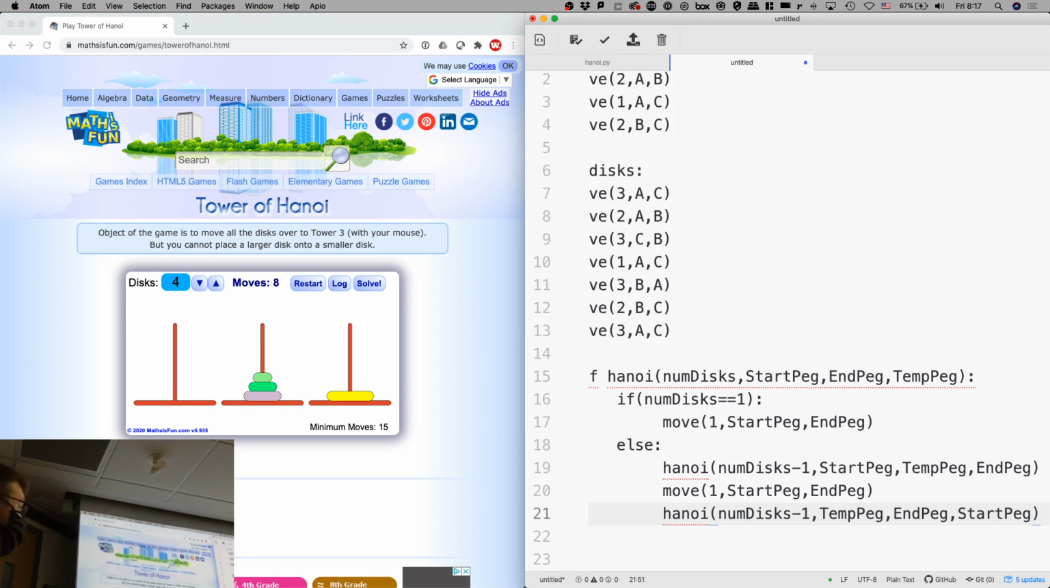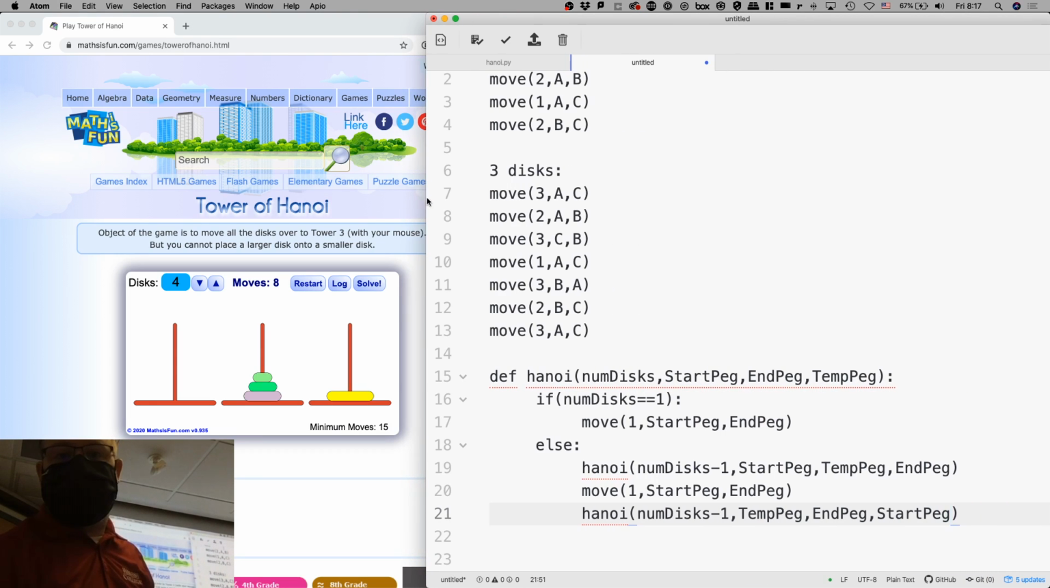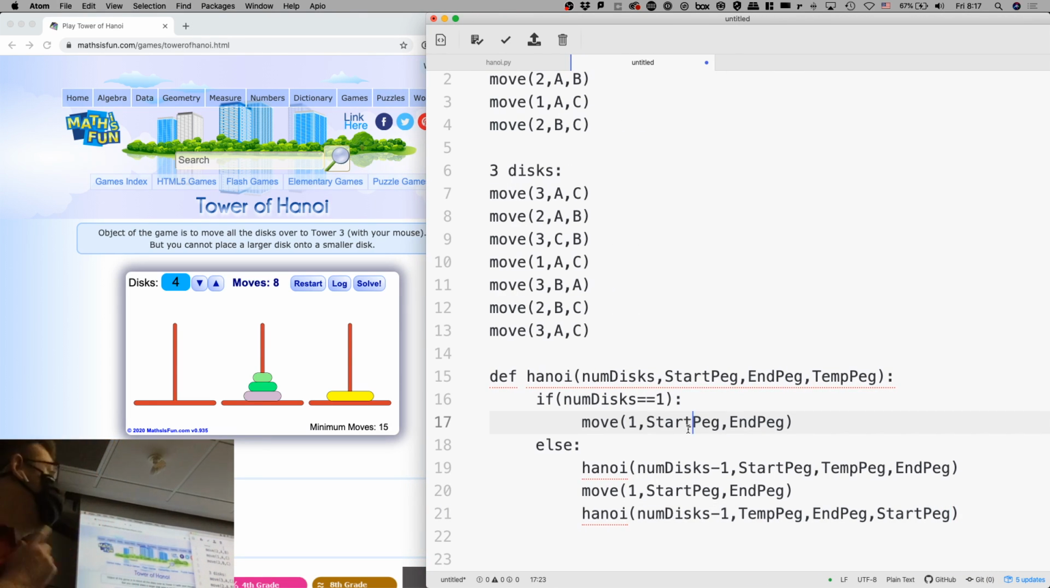Let me expand this slightly so that it's not cut off. Okay, so this is where this gets fun. Let's say we have 4 disks. How am I thinking of this? Well, do we have 1 disk? No, we have 4, so we're down here. I'm going to move 3 out of the way, then I'm going to move the one at the bottom, then I'm going to move the 3 at the top.